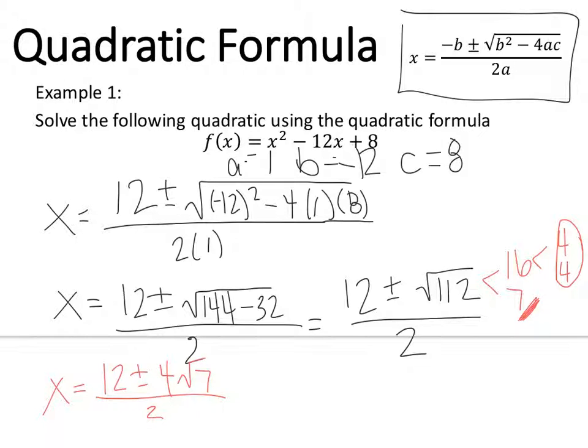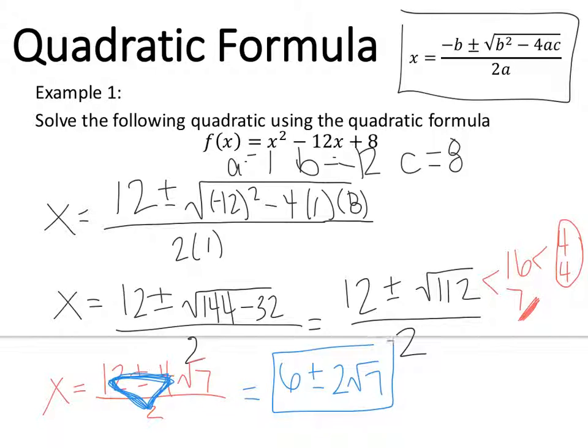And then the last thing I look at, and I would just call this like the triangle, so I can only look at 4, 12, and 2. If there's a number that goes into all three of those numbers, I can actually divide that out. So 12, 4, and 2 all have 2 in common, which will leave me with 6 plus or minus 2 square root of 7. And that's my final answer.